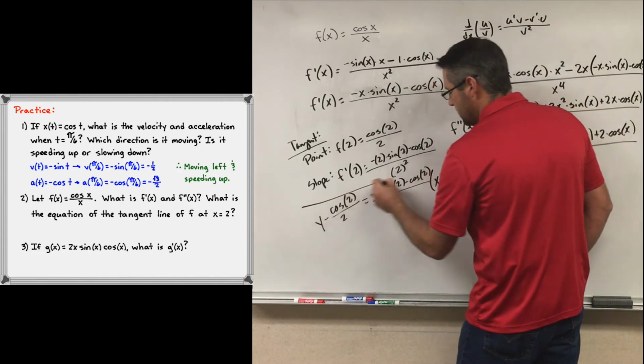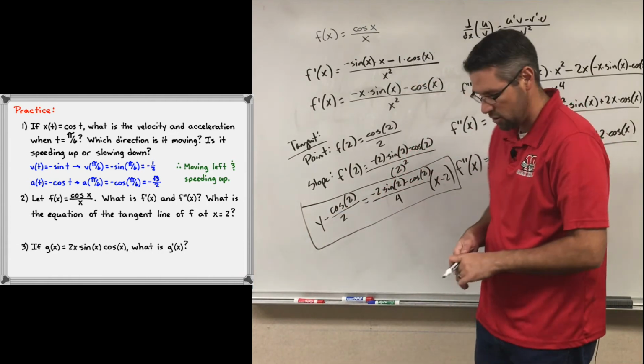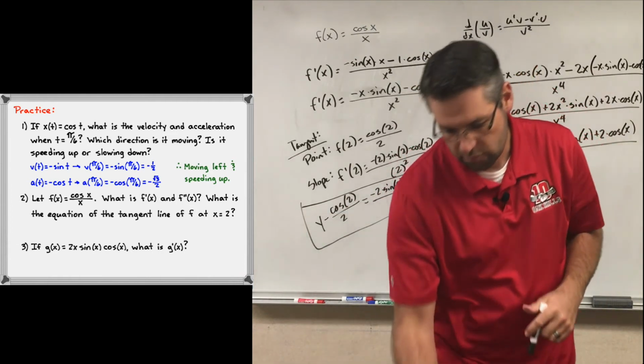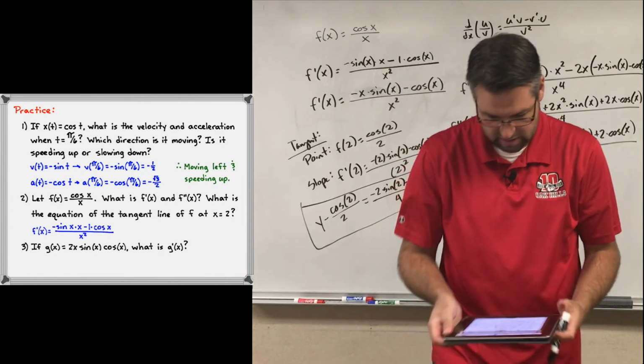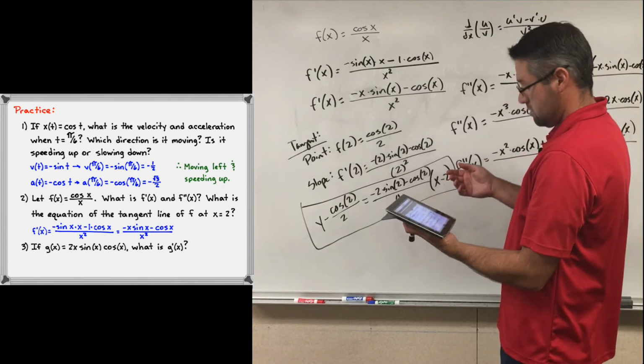So that is my tangent line. Yeah, that looks gross. We could type it in our calculator and get numeric values for those things, but I don't know if it's necessary. Let's make sure I am right here.